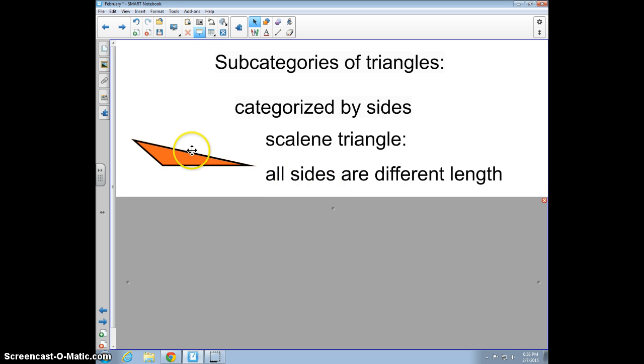Okay. This interesting looking triangle is called a scalene triangle. And scalene triangles are triangles that have all three sides of different lengths. So this is a different length from this, which is a different length from this. None of the sides have matching lengths.